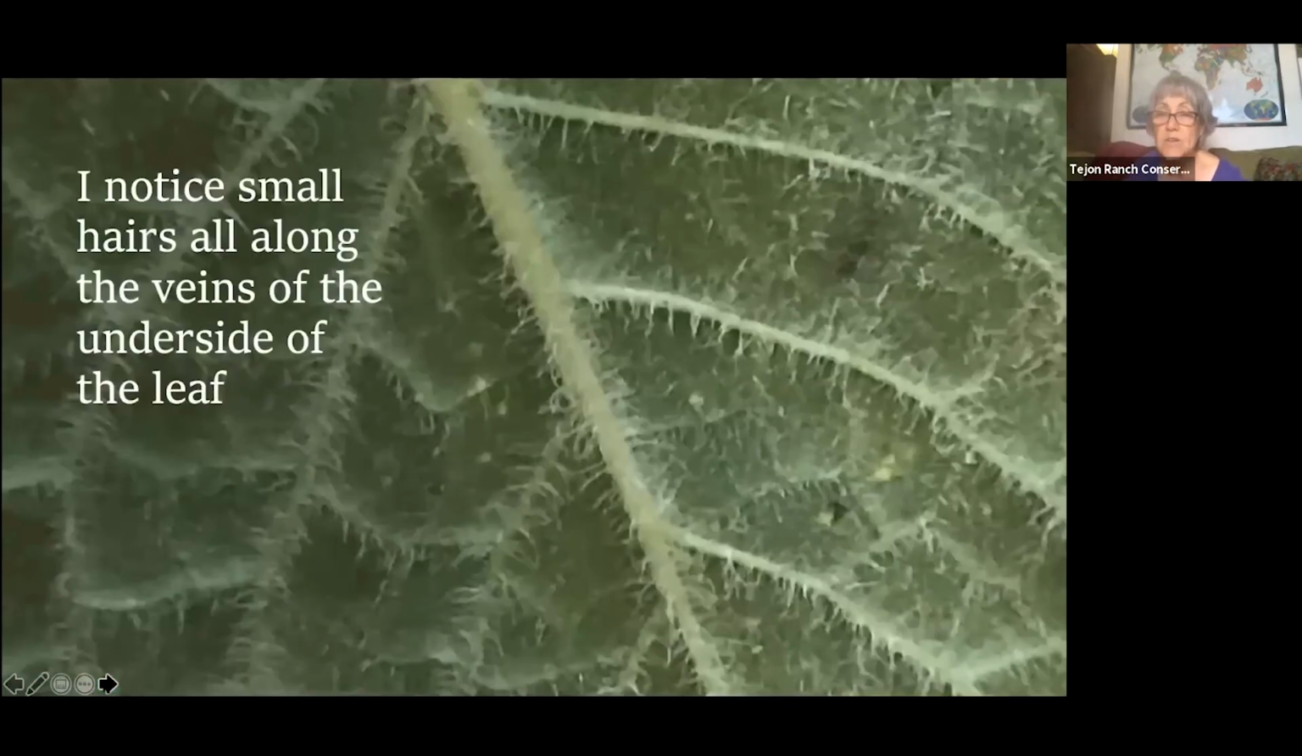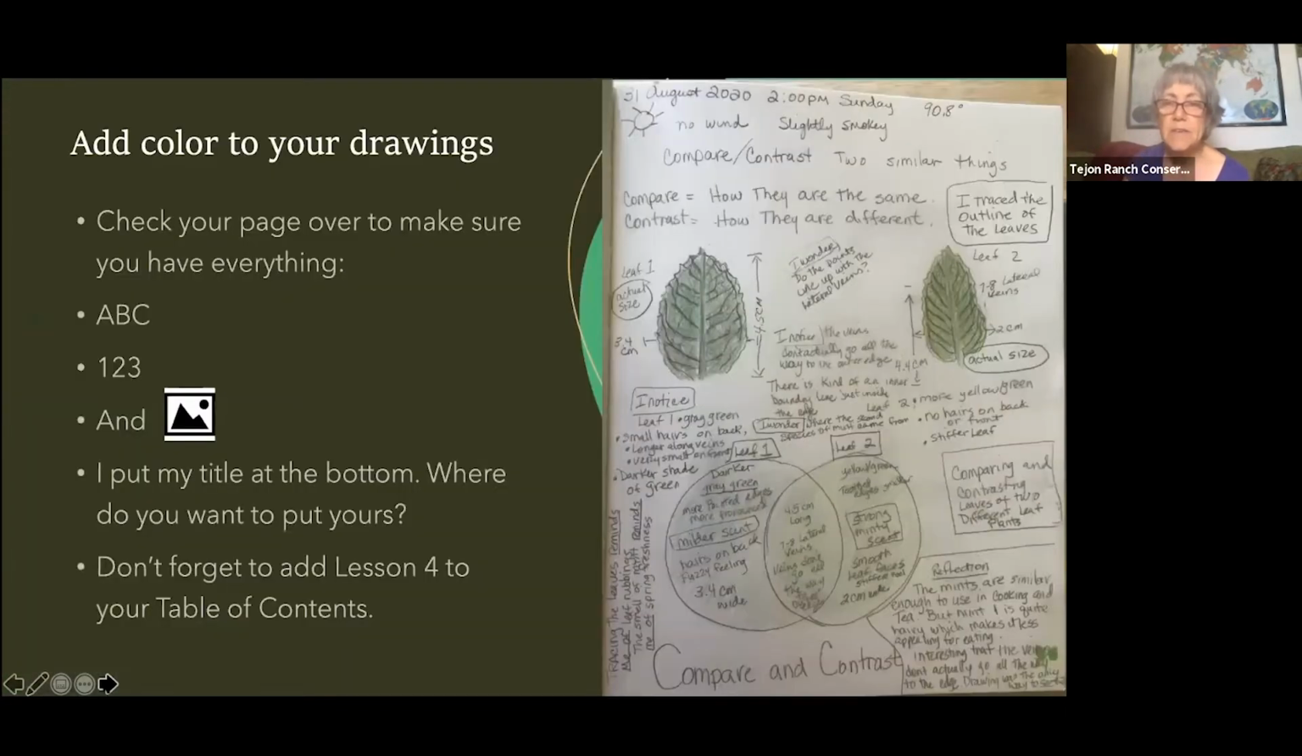So I did that and look what I found on one of my leaves. I noticed all of these small hairs growing on one of those leaves, but mostly they're growing along the veins. And I hadn't noticed that before. I knew it was fuzzy, but I didn't realize it was all along the veins. So that was a cool discovery of mine.